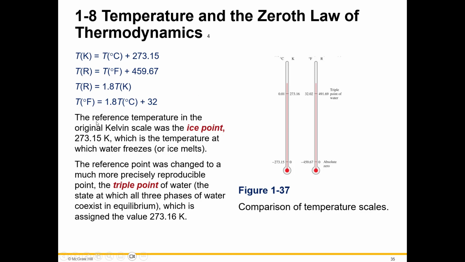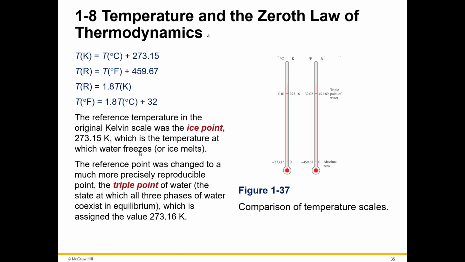And so then the reference temperature in the original Kelvin scale was the ice point, which is 273.15 Kelvin. Makes sense, right? Which is the temperature at which water freezes or melts, right? So just depending on which arrow of time you're using, if it's getting hotter or if it's getting colder, would be whether it starts freezing or starts melting.